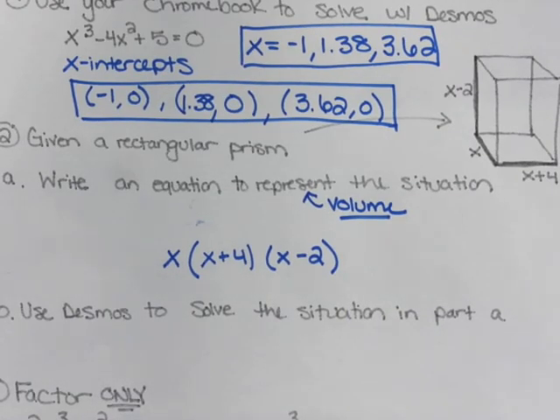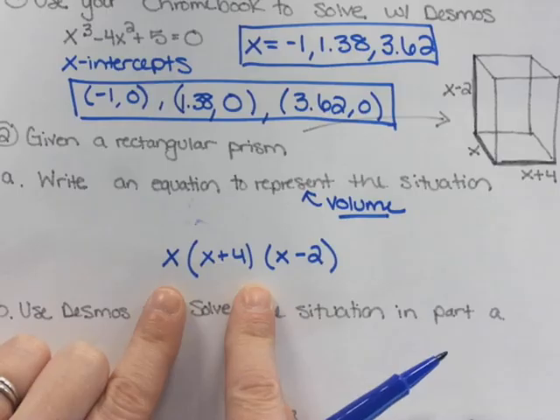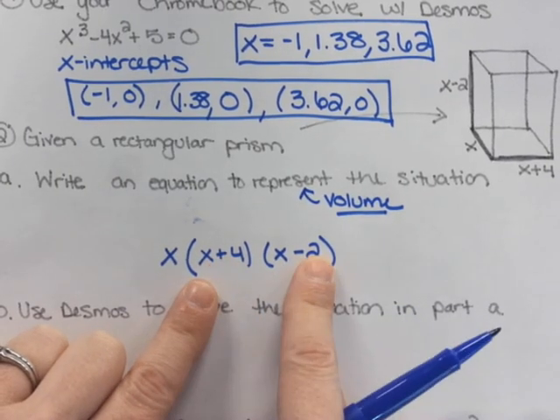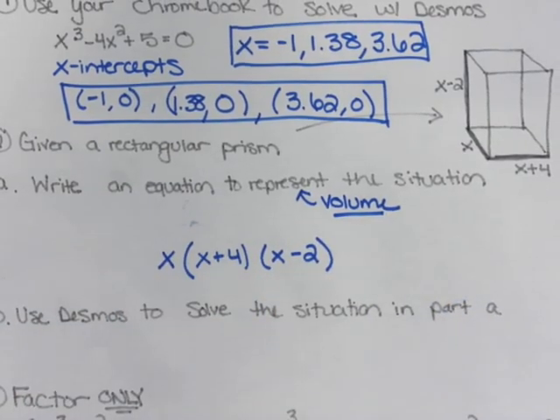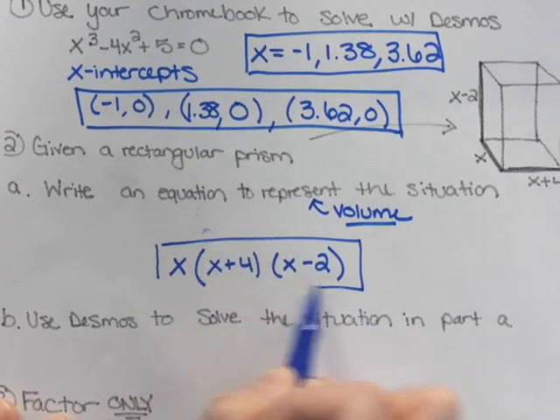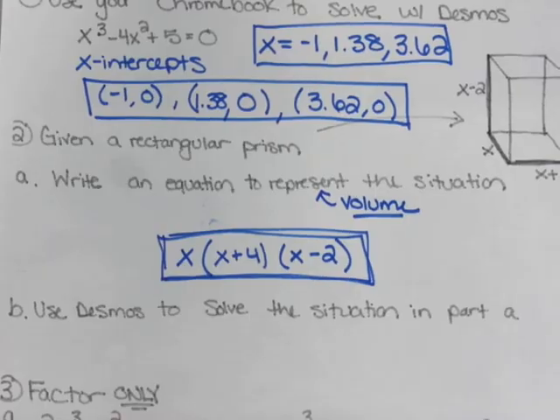2 times 3 is 6. 3 times 2 is also 6. You can leave it like this. I'm fine with that. Or you can FOIL it out. It's up to you. So FOILing it out would mean that you would distribute the x and the 4, and then you would multiply through finally by the x. But you can leave it like this. So this is my equation. This is my length times my width times my height.